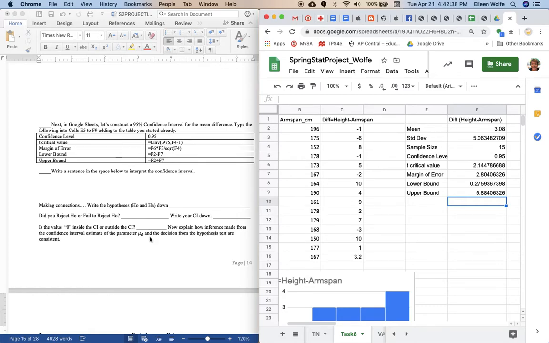Explain how the inference made for the confidence interval estimate and the decision for the hypothesis test are consistent. I walk away thinking the same thing, that whether or not I rejected H0 and whether or not 0 is in my interval are somehow related to making a consistent decision. So you do your best to explain that on the bottom of page 14. All right, that's task 8 project work.